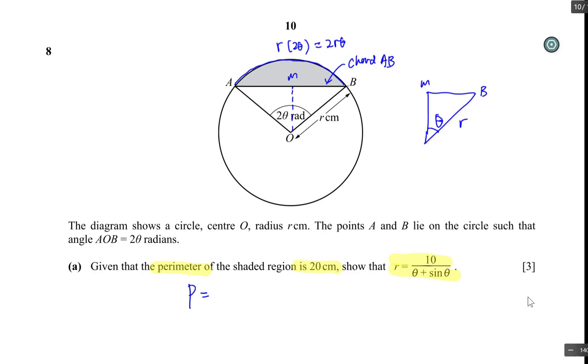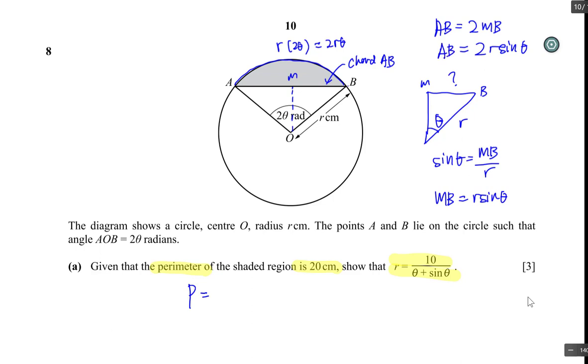Right, so right now I need to find MB. I need the opposite and the hypotenuse, so I will use sine. So sine theta equals MB over r, so MB equals r sine theta. So far so good. AB is double MB, or you can say AM plus MB, but AM is the same as MB, so it will be 2 MB. So what is my MB? r sine theta. So I get AB like this.